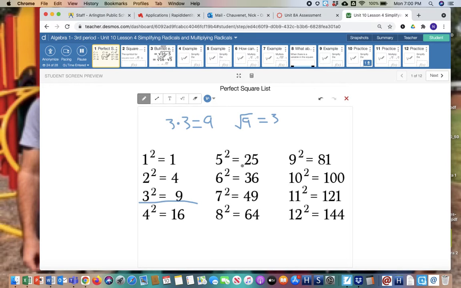The better you know these perfect squares, the better you'll be able to simplify radicals as we go through the process. So make sure you take some time to study these so that you've learned them. And then we're going to use our calculator as needed to help us identify the numbers that we need to use on any given problem.